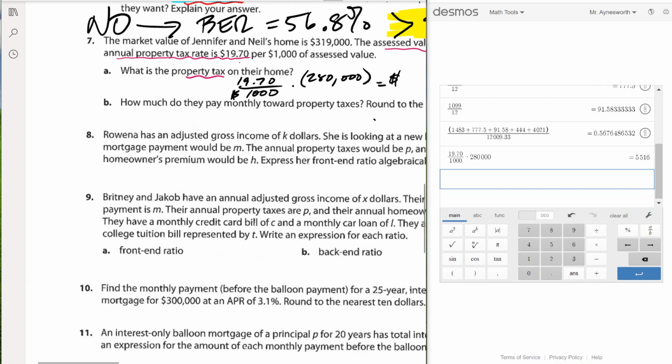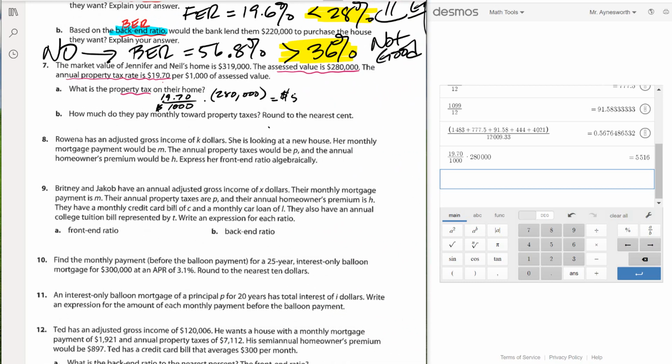$5,516 on property tax. Okay, so they give you the tax rate, simply multiply that by the assessed value, and you get how much you're going to pay. And this is an annual number, of course. Okay, this is per year. This is annual.